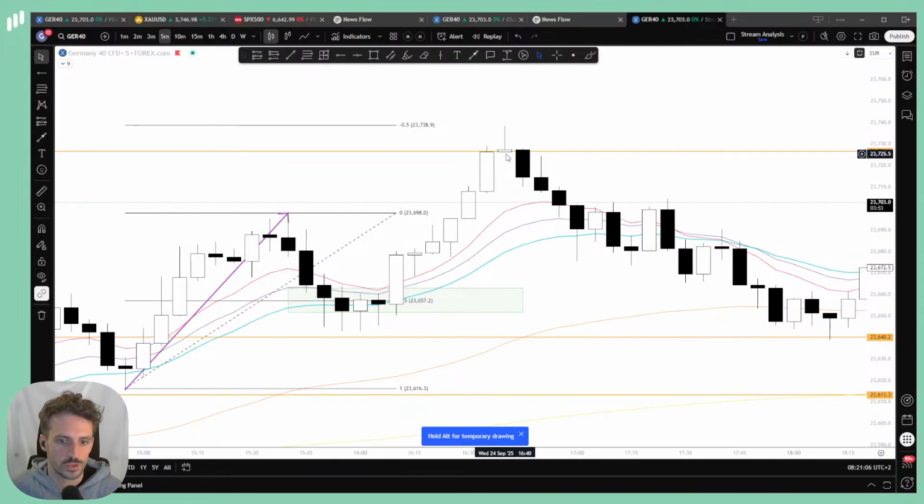So people that sold here were happy with their profits of the day. They didn't expect much more. So some profit taking and closing out the positions.